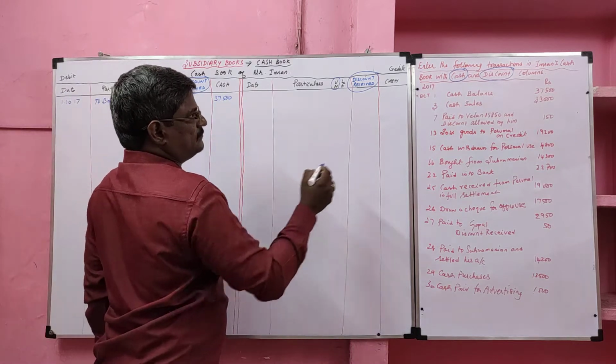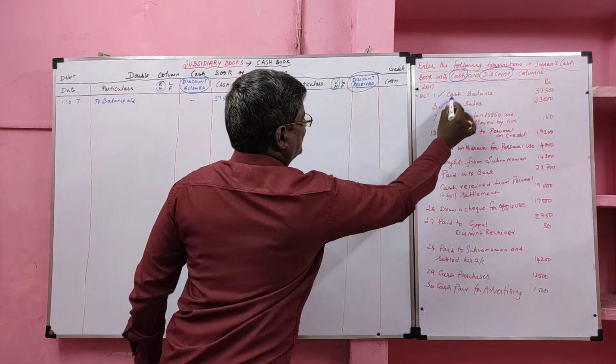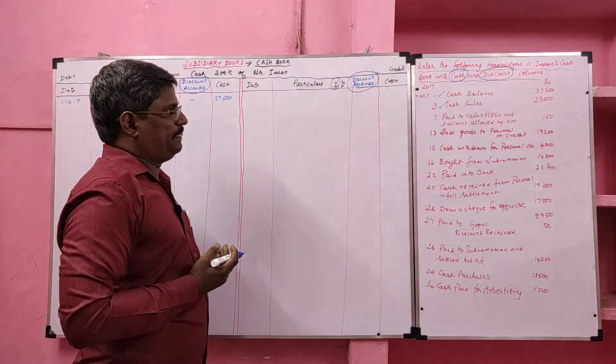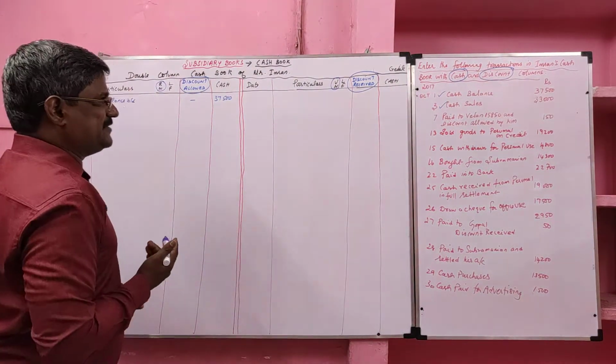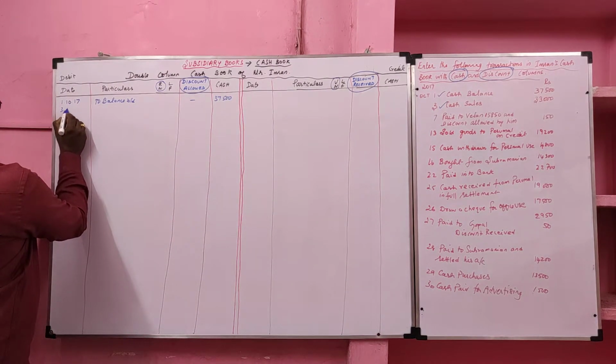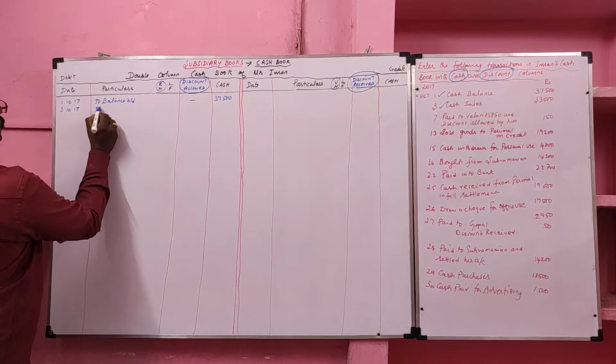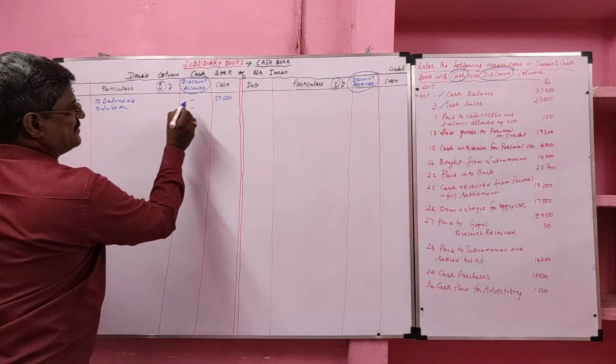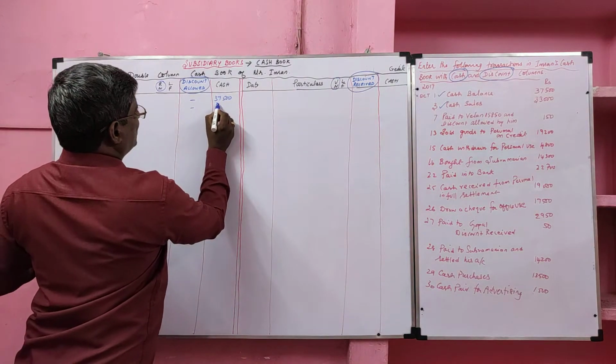37,500. Completed. Then cash sales. When we sell goods, what is coming in? Cash is coming in. So it is a receipt. It should be debited. To sales. It is an income. It is a receipt. How much? 33,000.